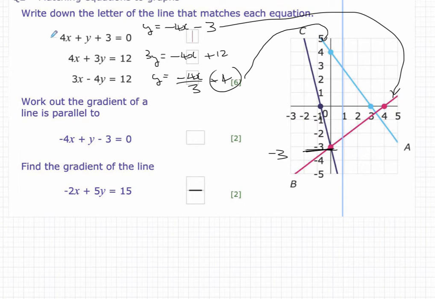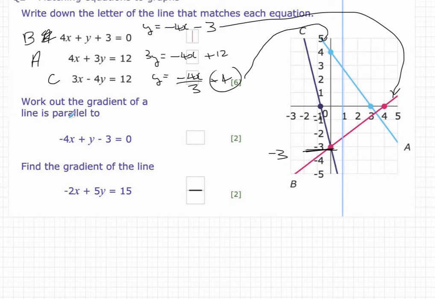So A is the one which crosses at minus 3. Alright, okay, beg your pardon, cross it out. So the one which crosses at minus 3 is B, so that matches B. The one which crosses at plus 4 is A, so this is A. So by process of elimination, A, B, this must be C.